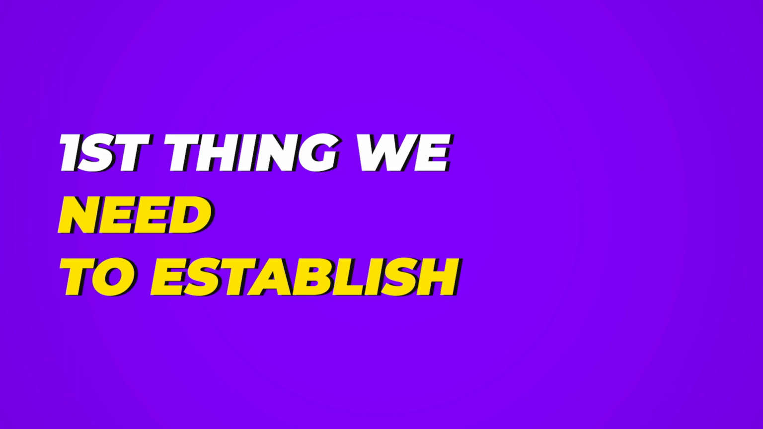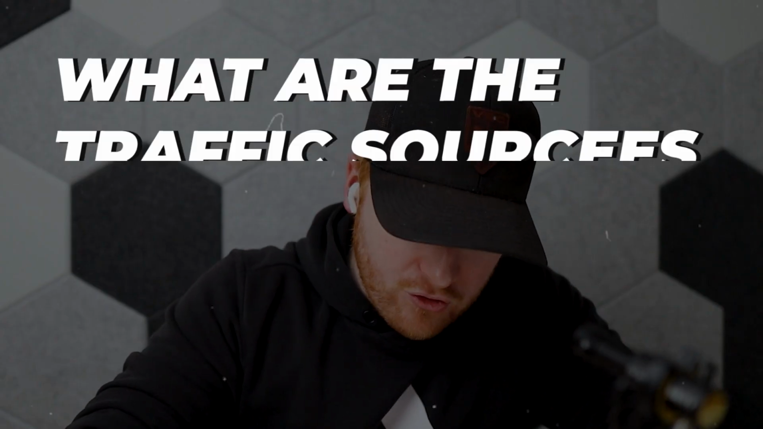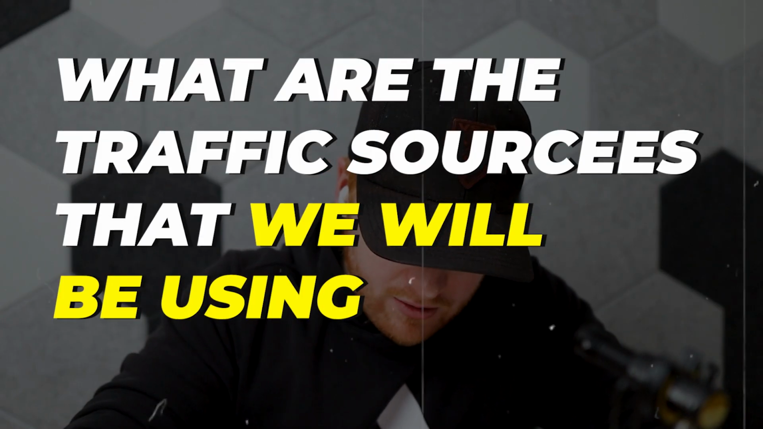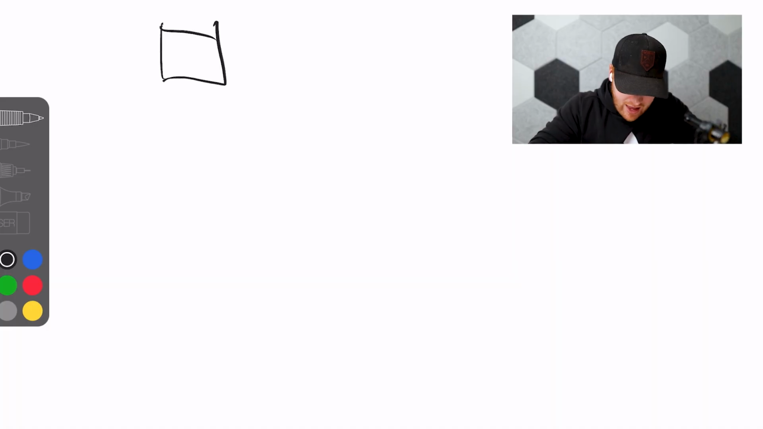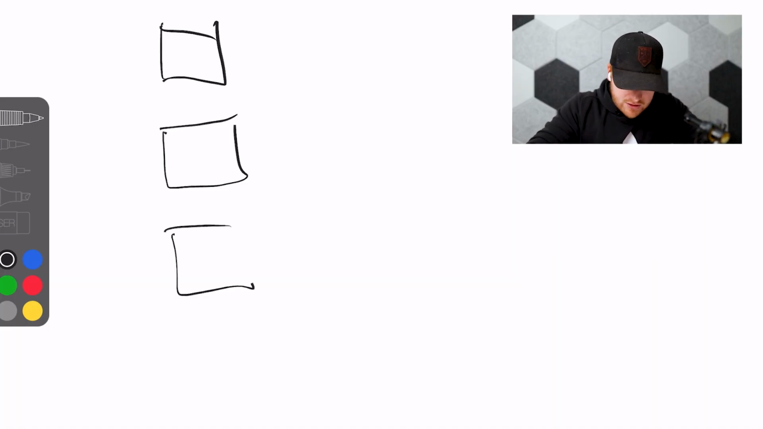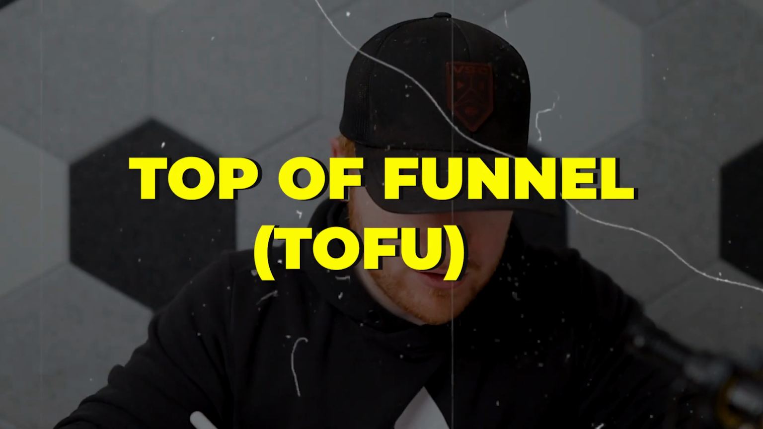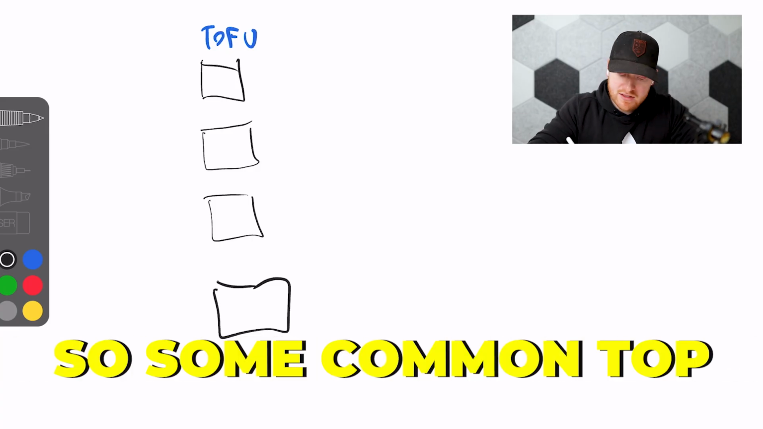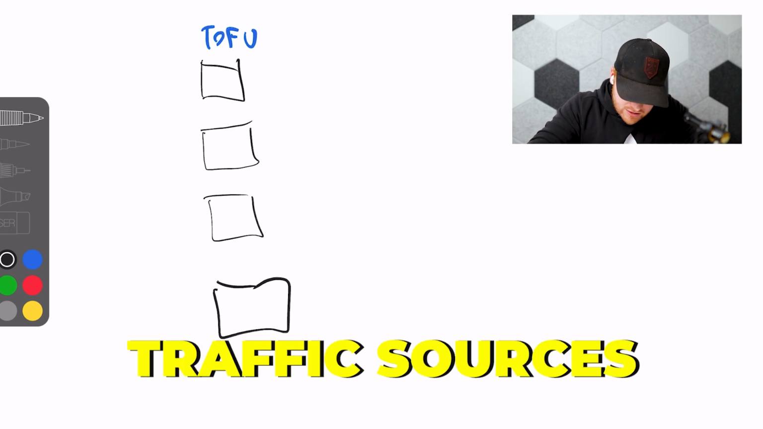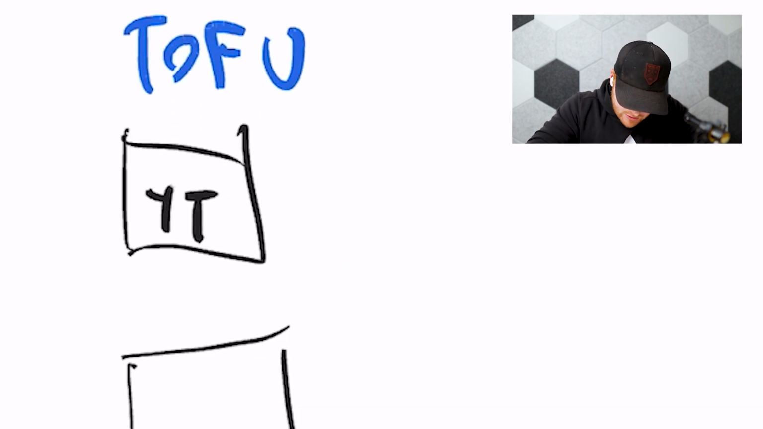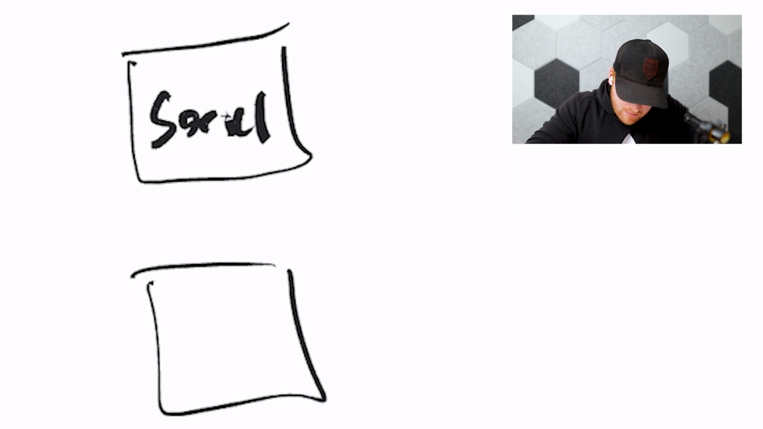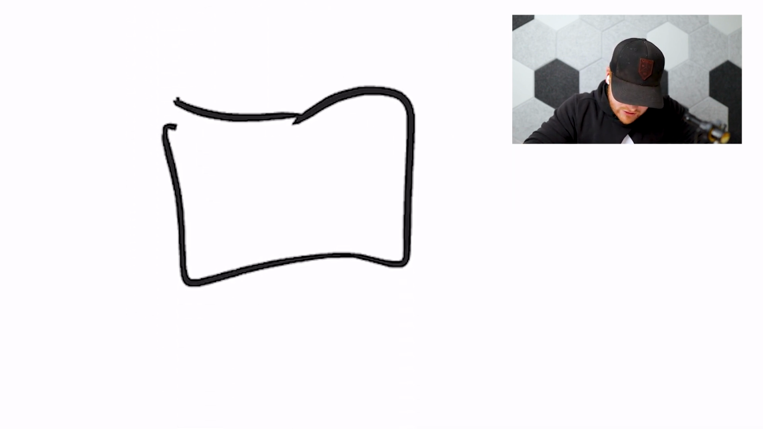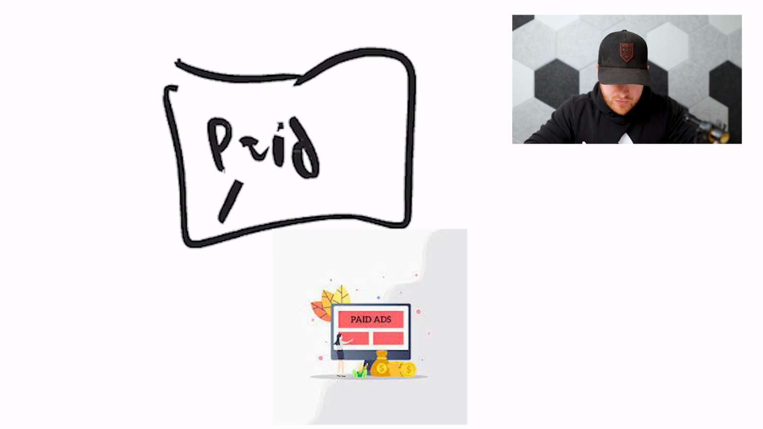So the first thing we need to establish is what are the traffic sources that we will be using, right? Anybody selling anything online needs traffic sources. So this is our top of funnel, or our TOFU, right? This is cold traffic, right? Blue. These people are ice cold. They've never heard of us. Some common top of funnel traffic sources are things like a YouTube channel, social media, emails, and of course, paid ads. All right, that's a big one.